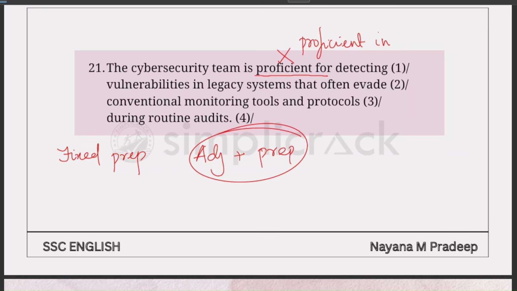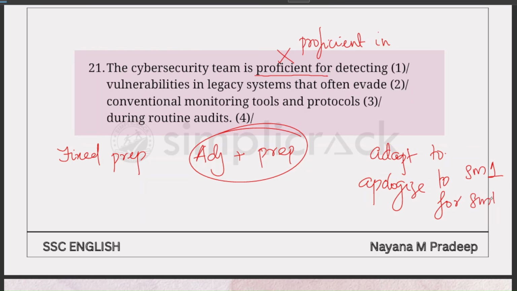For example, you have proficient in, then you have adapt to. Apologize. You have two cases of apologize, apologize to and apologize for. Apologize to someone and apologize for something. If you're apologizing for a thing that you did, then you have to use the preposition for. If the apology is addressed to someone, then you have to use the preposition to.